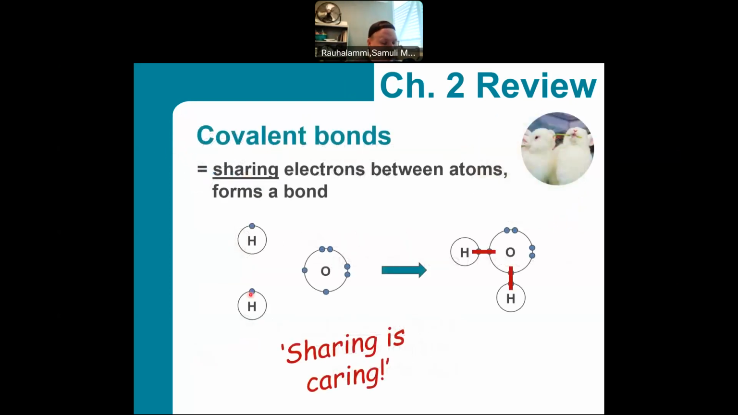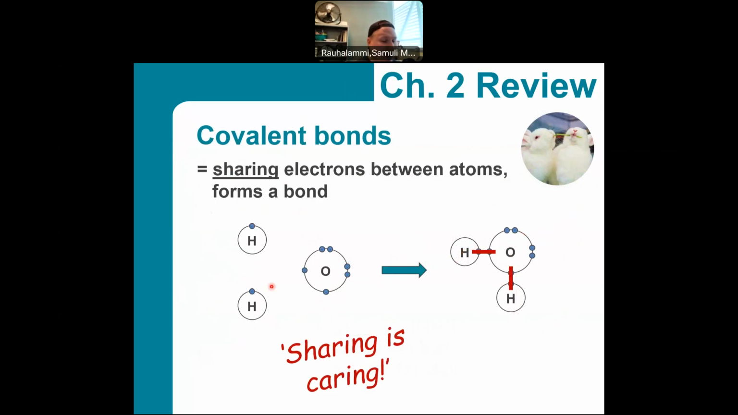So here we have two hydrogens and an oxygen, and we saw earlier on that there is a spontaneous tendency for these to come together. So the reactants are our hydrogens and oxygen. They come together and result in a product that's H2O. So it's a water molecule.